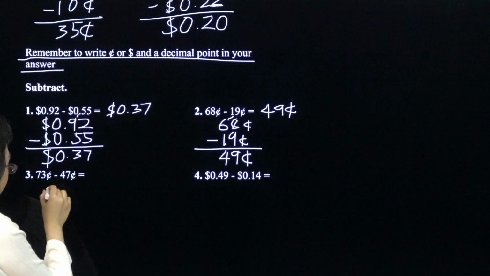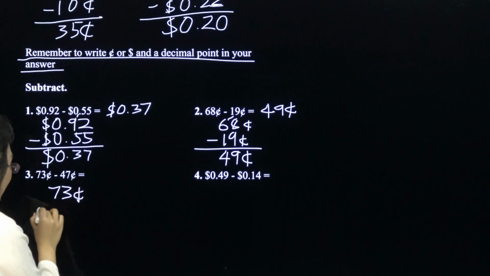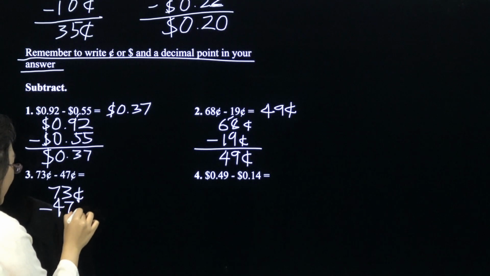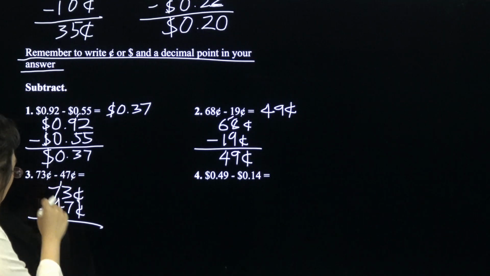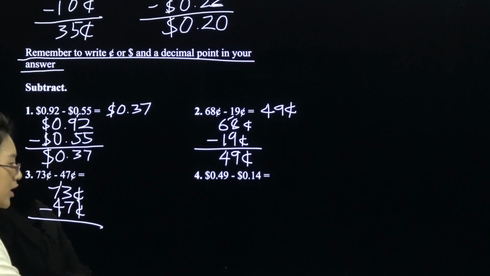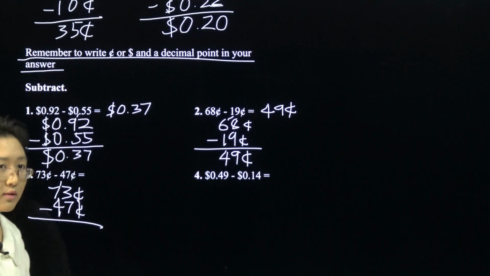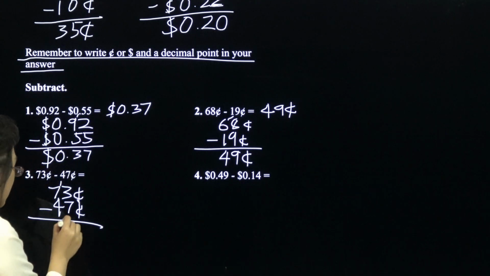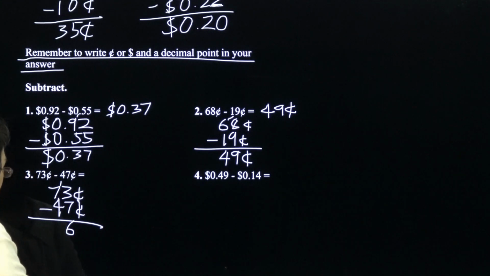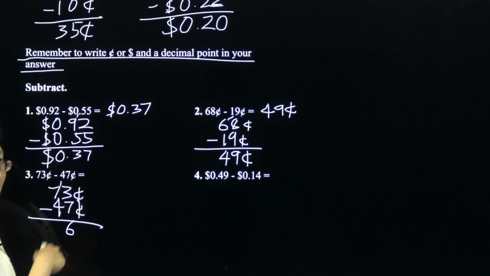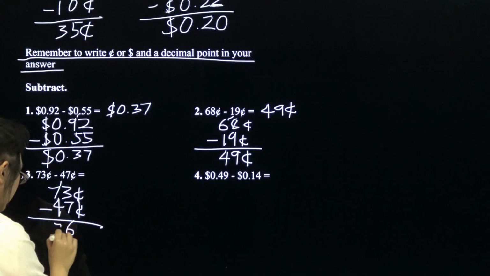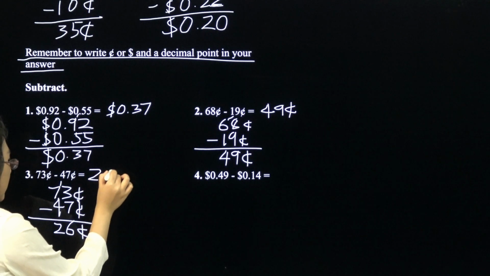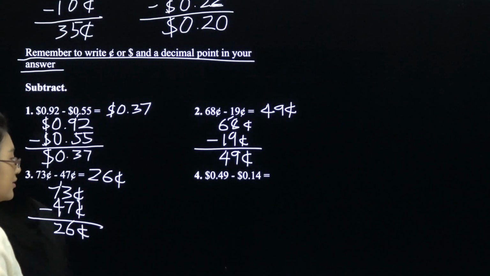73 cents minus 47 cents. Line up the ones place. And move on to subtracting. 3 minus 7 doesn't really work, so I regroup and I get 13 minus 7, which is 6. 7 got 1 regrouped out of it. It is now 6. 6 minus 4 is 2. We end up with the difference of 26 cents.